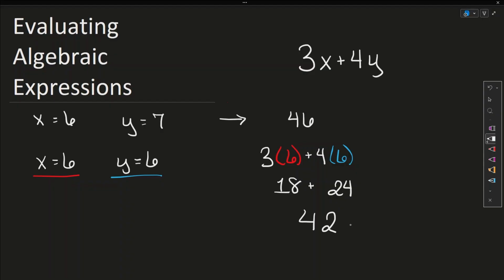As teachers, we want students to be careful when substituting. A helpful habit is to use parentheses when replacing variables, especially when the numbers are negative or when exponents are involved.